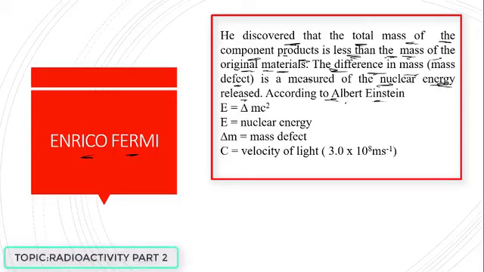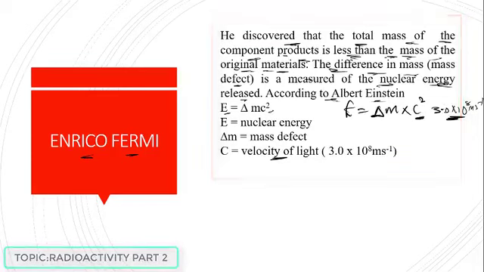And according to Albert Einstein, the nuclear energy released is equal to the mass defect multiplied by the velocity of light squared, which is c. So energy released equals mass defect, that is change in mass, which is the mass of the original materials minus the mass of the component products, and then you multiply by the speed of light squared, which is 3.0 times 10 raised to the power 8 meters per second.